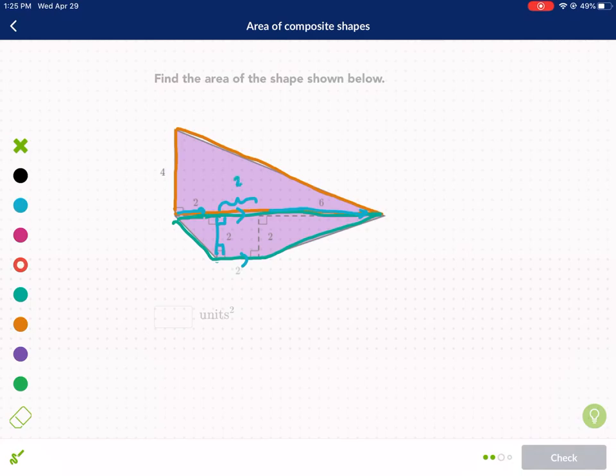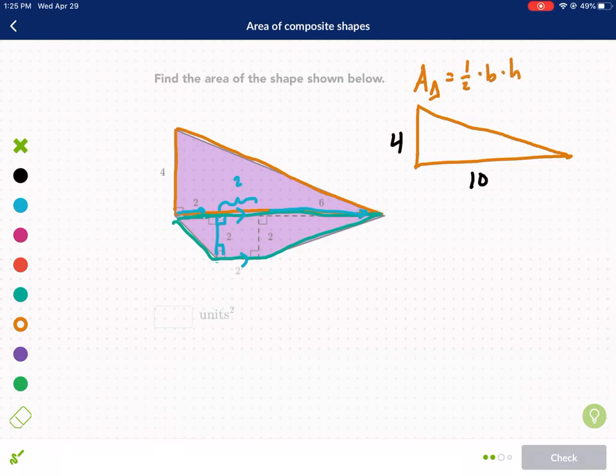So we have the big triangle. If we were to redraw this, we would have the bottom length be 2 plus 2 plus 6, which is 10, and the height is 4. So we have the area of the triangle equals 1/2 the base times the height. Since this is perpendicular, we know the height is 4. So we have 1/2 times the base, 10, times 4. And we get 20 units squared for our triangle.